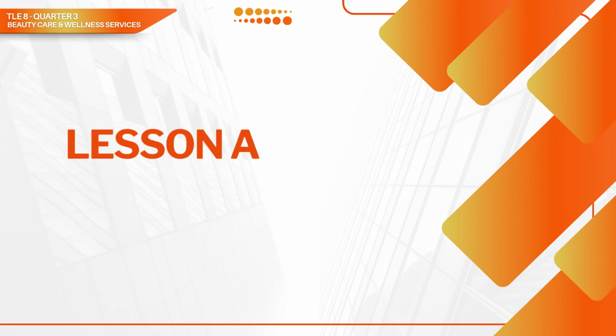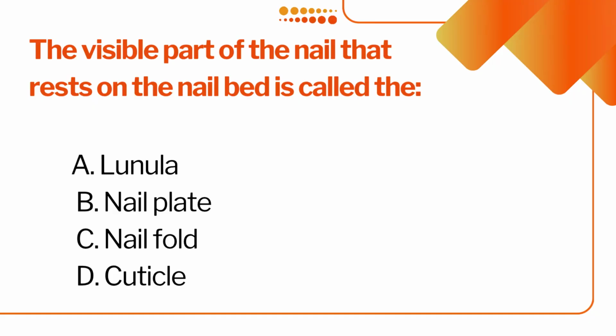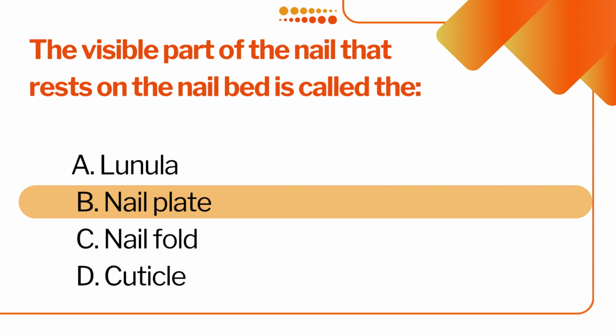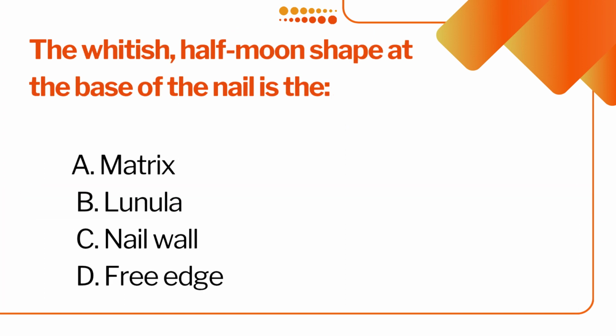It's time for our lesson activity. Answer the following questions. Are you now ready? Let's begin. The visible part of the nail that rests on the nail bed is called the A. lunula. B. Nail plate. C. Nail fold. D. Cuticle. The whitish, half-moon shape at the base of the nail is the A. matrix. B. Lunula. C. Nail wall. D. Free edge.